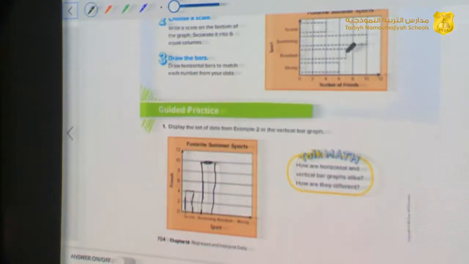Baseball has 7. 7 is the number between 6 and 8. We don't have any 7 in this scale, but we know that 7 is the number between 6 and 8. So we'll draw the bar of baseball to the region between 6 and 8. Then biking, which is 6 friends, so our vertical bar will end with 6. Now this is the answer.